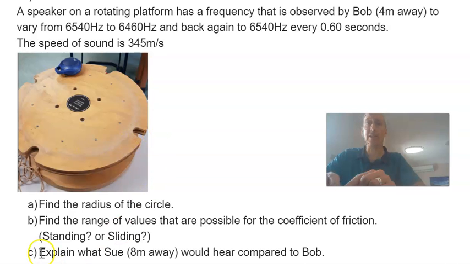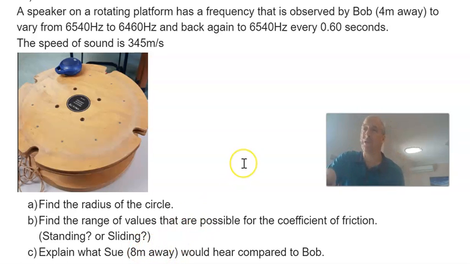And then finally, C asks, explain what another observer, Sue, will hear. Bob was at 4 meters, Sue's 8 meters away. I'll do that one first since we're here. It still would be going towards Sue at the same speed as it's going towards Bob. So they're going to hear the same frequencies. The only difference would be that because Sue's twice as far away, she'd have twice the distance, so 1/4 of the energy would be getting to her ear. So she'd have 1/4 the intensity.